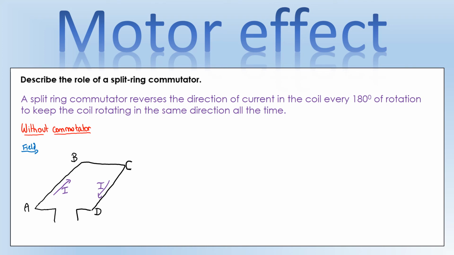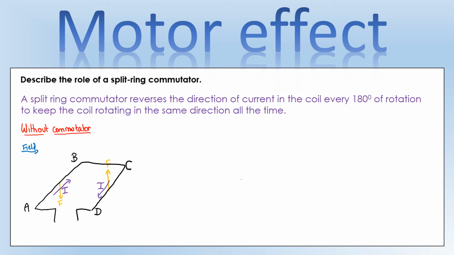If we apply Fleming's left-hand rule, my first finger points from left to right. My middle finger points from A to B. So you can see AB is going to experience a force downwards. We apply the same thing to CD. The field is going left to right. Middle finger goes from C to D. So your thumb is pointing upwards. The force on there is up. So we've got an anti-clockwise moment here. So this is going to rotate anti-clockwise.